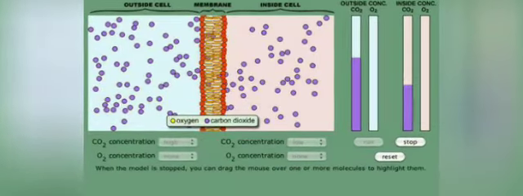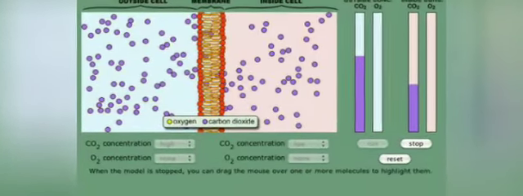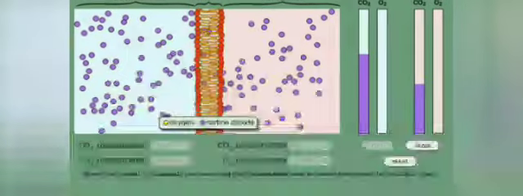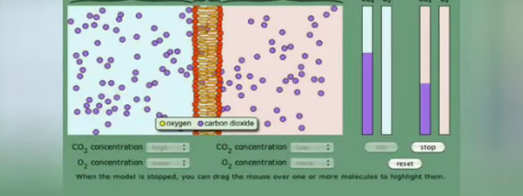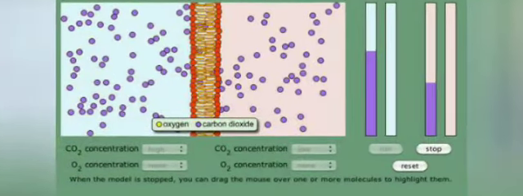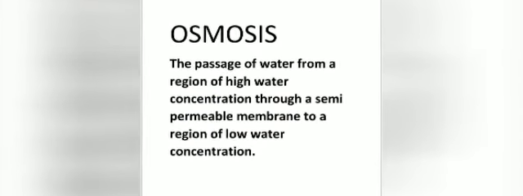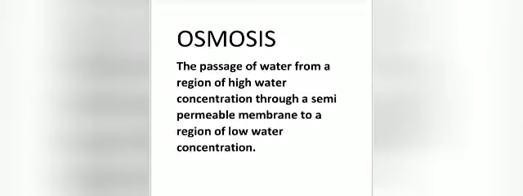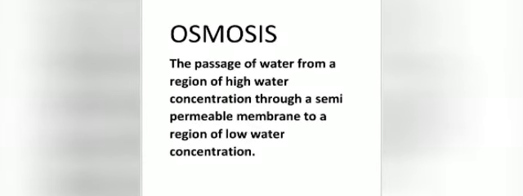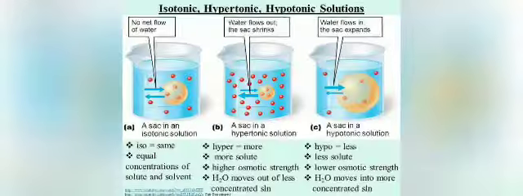So, water also obeys the law of diffusion. The movement of water molecules through such a selectively permeable membrane is known as osmosis. So you can say osmosis is the passage of water from a region of high water concentration through a semi-permeable membrane to a region of low water concentration. Understand? Okay.